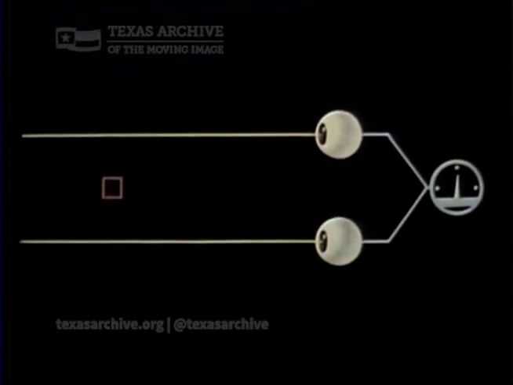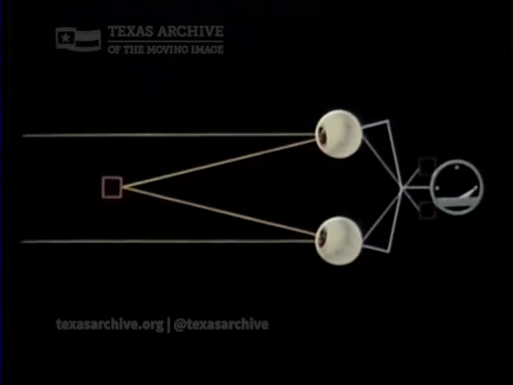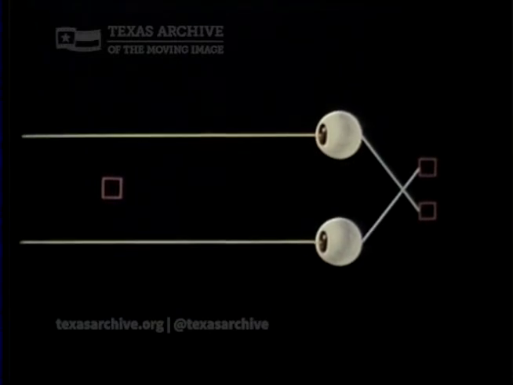This is the mental measurement of the muscular action required to converge the two eyes so they fixate on the object. The nearer the object, the more convergence is required. The second binocular cue is stereopsis.